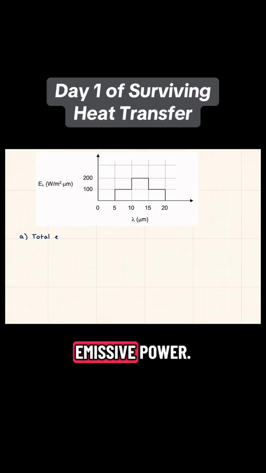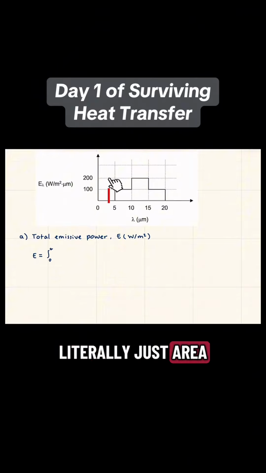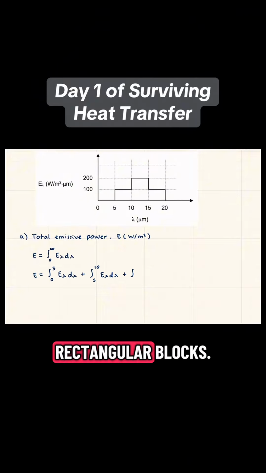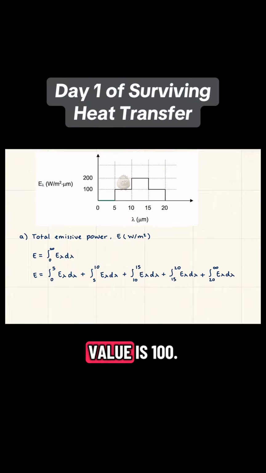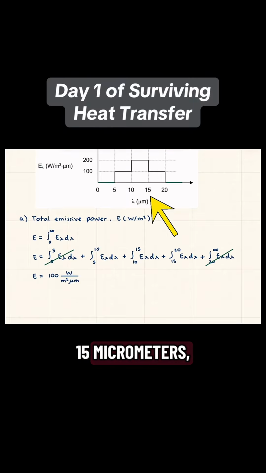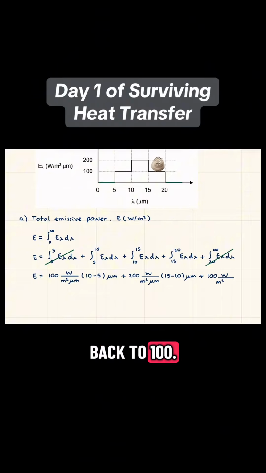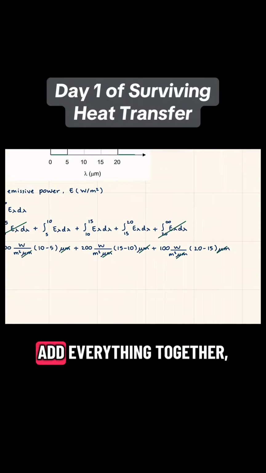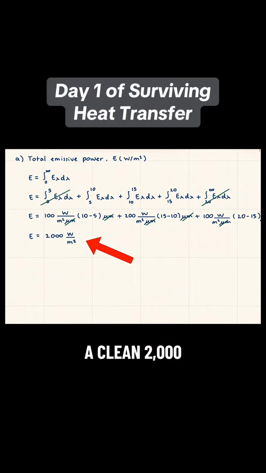So first, total emissive power. This part looks scary, but it's literally just area under the curve. The graph is a set of rectangular blocks. From 5 to 10 micrometers, the value is 100. From 10 to 15 micrometers, it's 200. From 15 to 20, back to 100. Multiply each height by its width, add everything together, and we get a clean 2,000 watts per square meter.